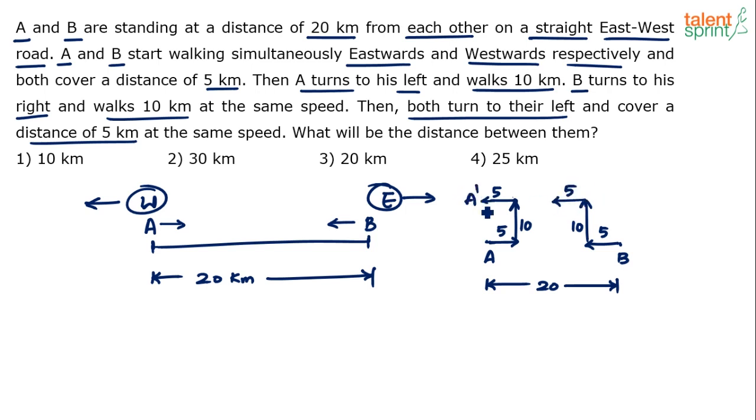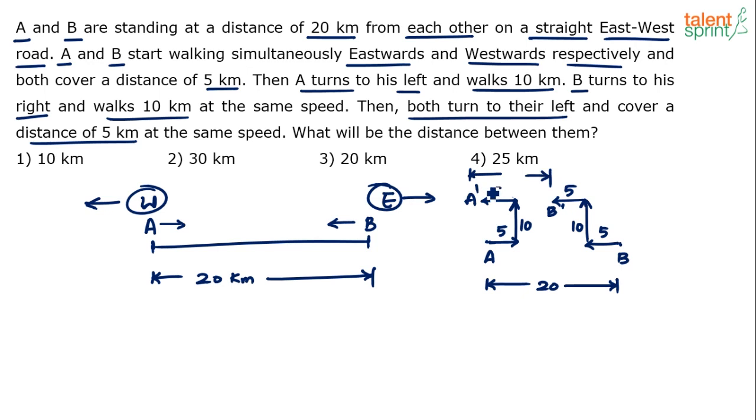So this is A's final position A dash and this is B's final position B dash, right? A dash and B dash. We got to find out the distance between them. So what is the distance between these 2 points is the question. How do you find that out?